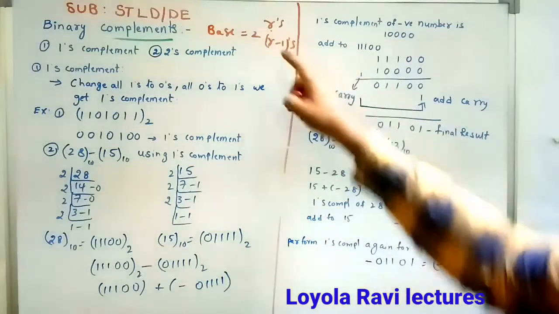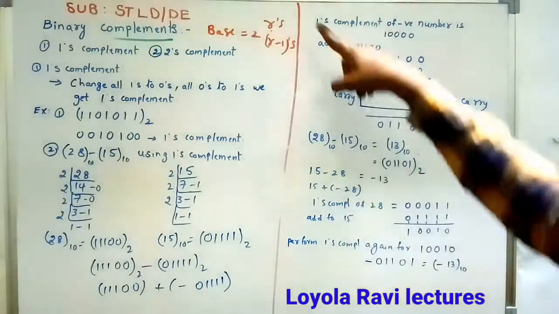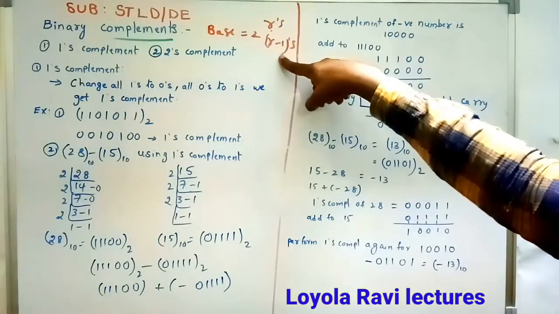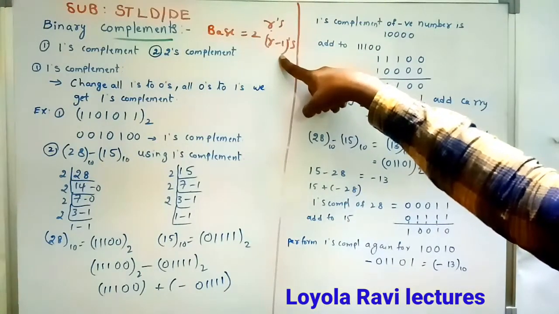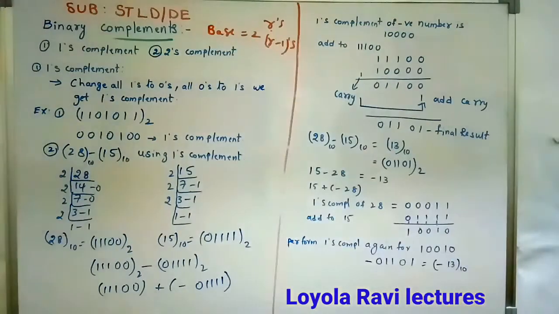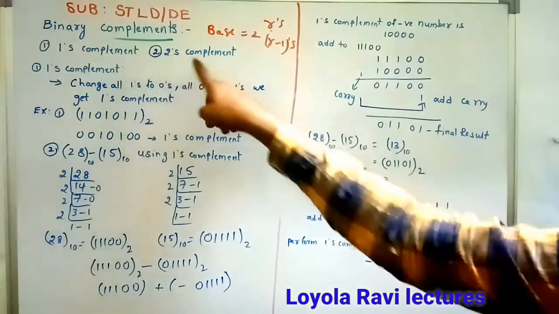Here r is the base or radix. You may perform any number of complement. Generally complements are r's complement and r minus 1's complement. These are used for the representation of negative numbers. So for example, I am performing binary complements. Those are 1's complement and 2's complement.